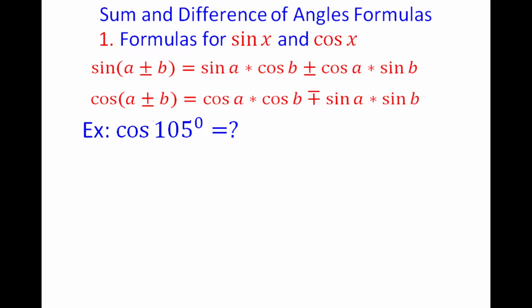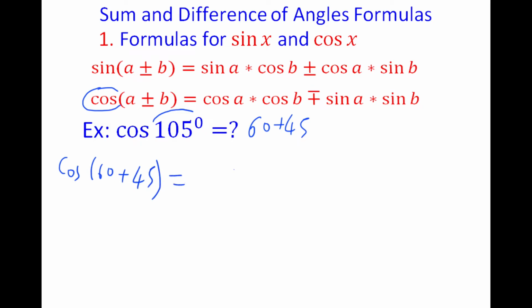We should write this angle as a summation of two angles or as a subtraction of two angles. So we can write 105 as actually 60 plus 45, right? So this is what I'm gonna use. We have cosine formula here. So we're gonna have cosine 60 plus 45 degree, and that is equal to, guys, we're gonna apply this formula.